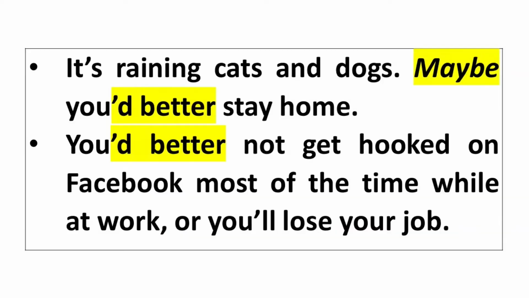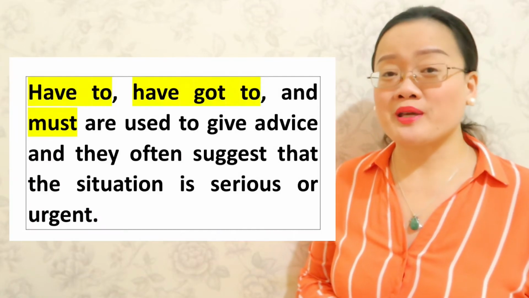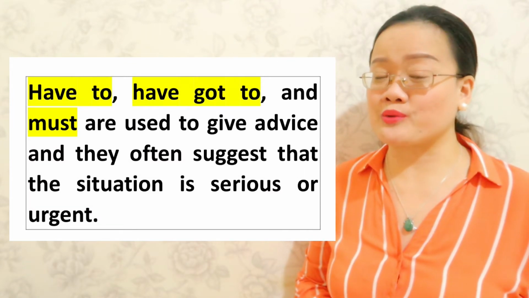For example, it's raining cats and dogs. Maybe you'd better stay home. Another example, you'd better not get hooked on Facebook most of the time while at work, or you'll lose your job. To give strong advice, we use have to, have got to, and must.